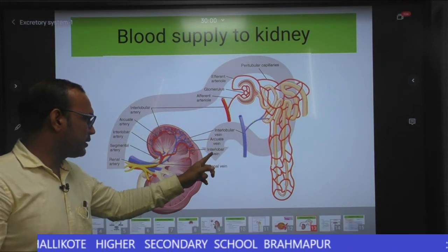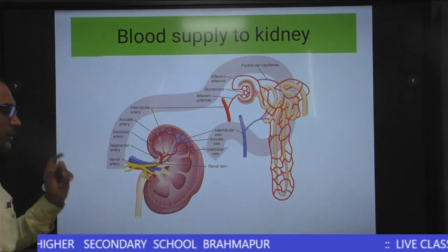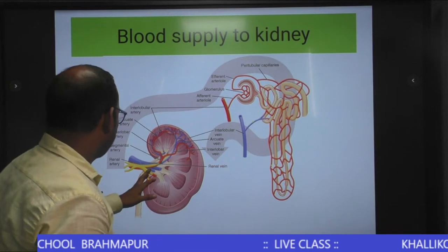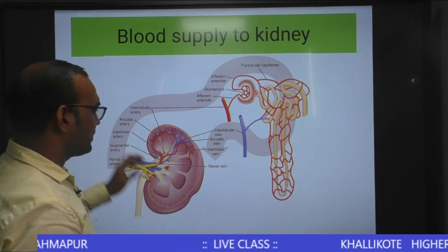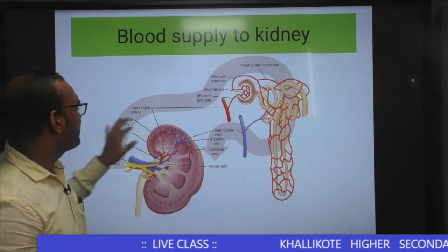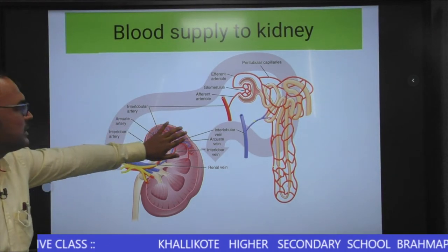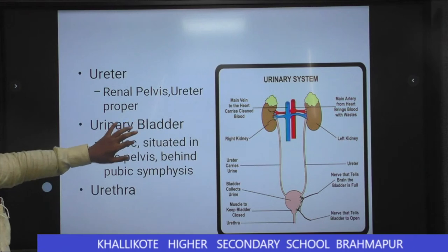Then the arcuate vein and interlobular vein will go to the formation of the renal vein, and finally it will join to release into the vena cava. OK, so this is about the blood supply to the kidney. I think you must have got it because the diagrams are also good.